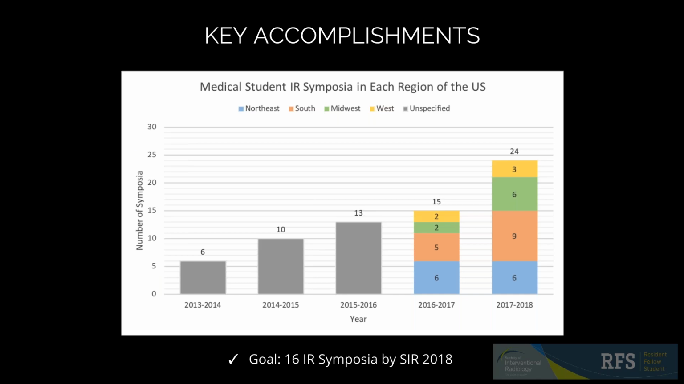So like IR interest groups, medical student IR symposia have been essential in introducing students to the field of IR through lectures from esteemed faculty and hands-on activity. We've seen a huge jump in the number of regional student symposia this year, especially in the South and Midwest. 24 symposia have been held since SIR 2017, which represents a 60% increase from last year, and we've far surpassed our goal of 16.